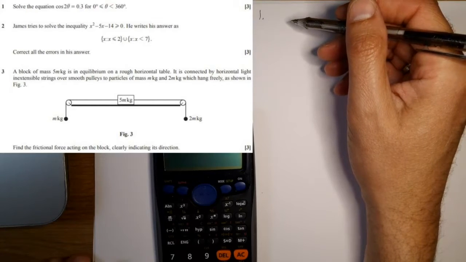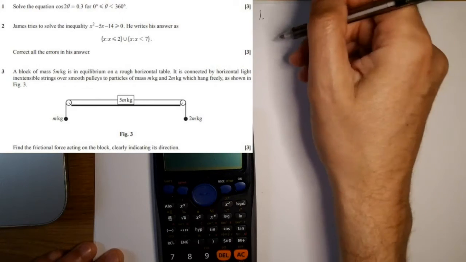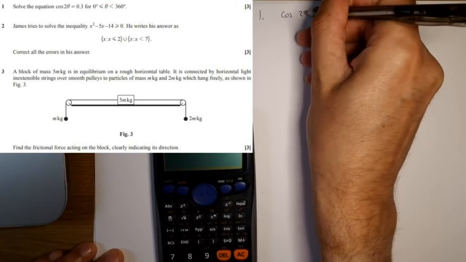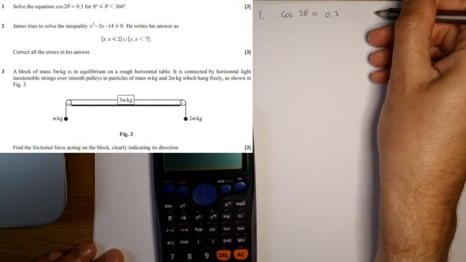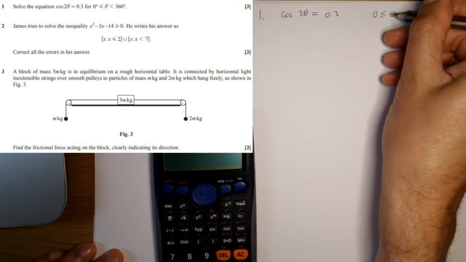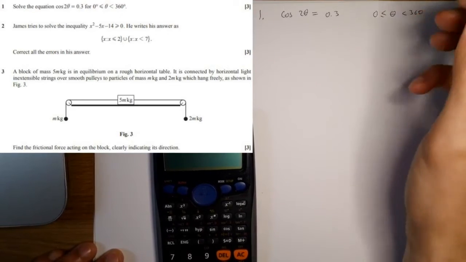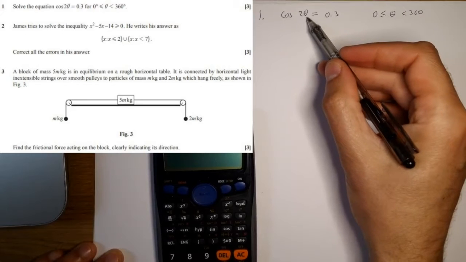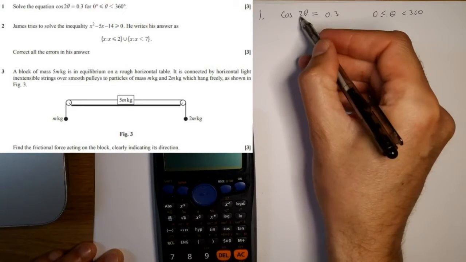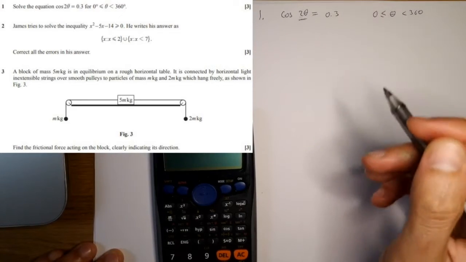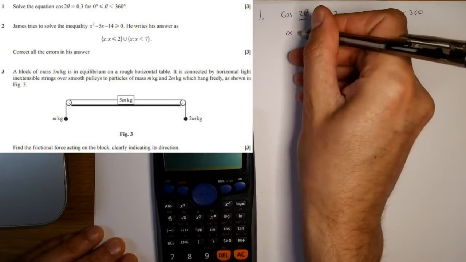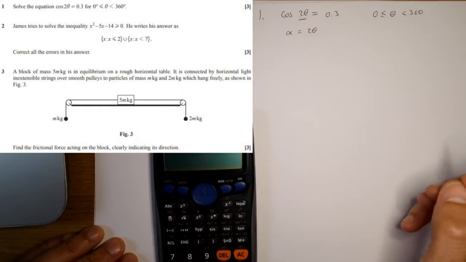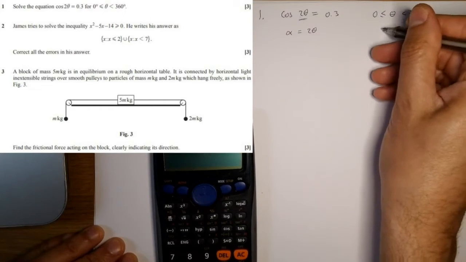Solve the equation cos 2 theta equals 0.3 for 0 to 360 degrees. I'm going to quickly write the question out. Cos 2 theta equals 0.3, and we've got to get all the answers in the range 0 to 360. Now you've got a cos 2 theta here, okay? What I've taught you to do, I think I have anyway, is to make a substitution. So make an alpha substitution. Alpha is 2 theta. Right?